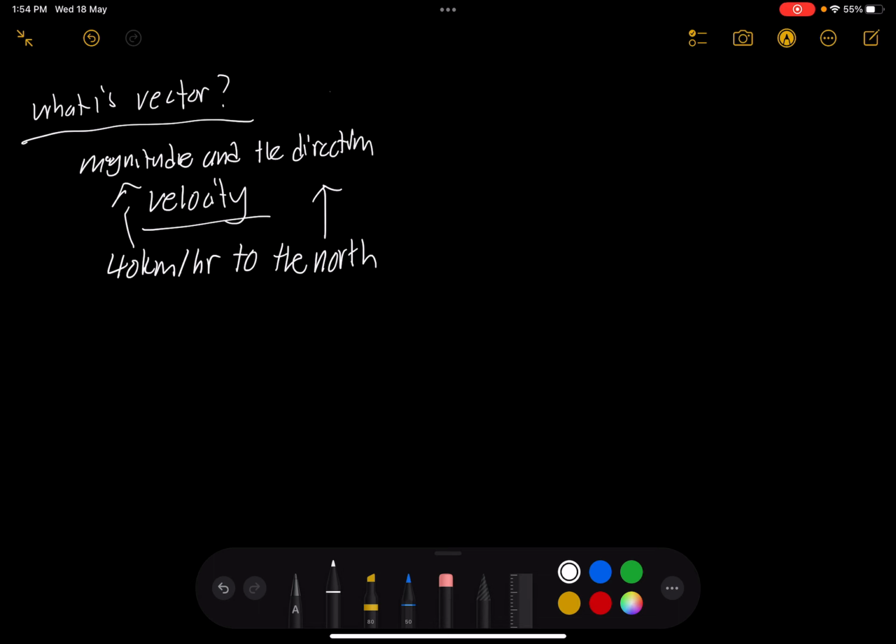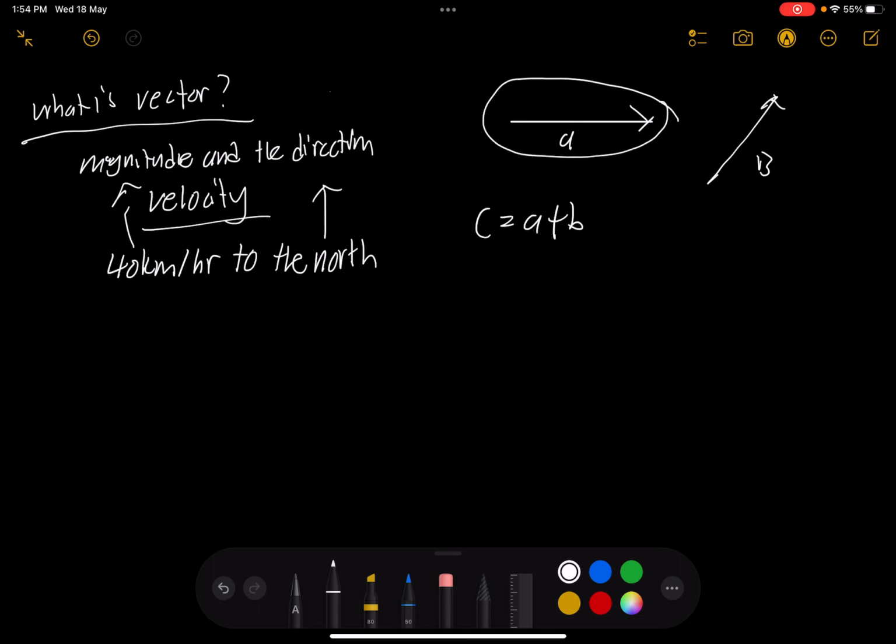So let's start with this first example. We have A and B. For the question, we will have C equals A plus B. We are being given arrow A and arrow B, and now we have to find C. So how do we do that?